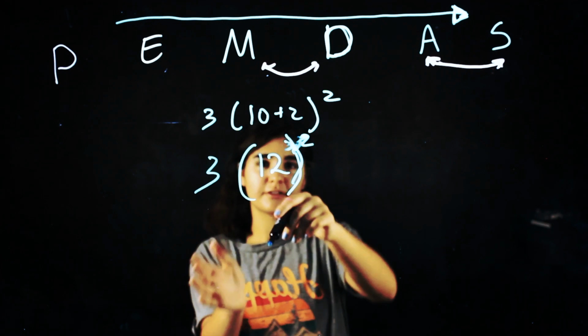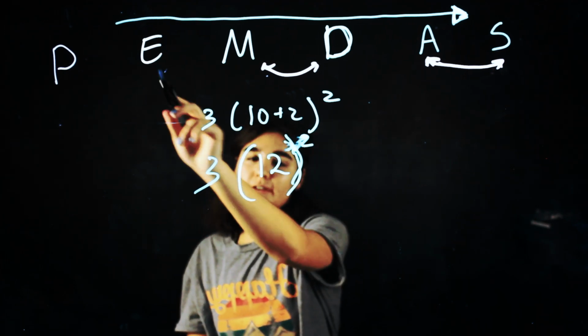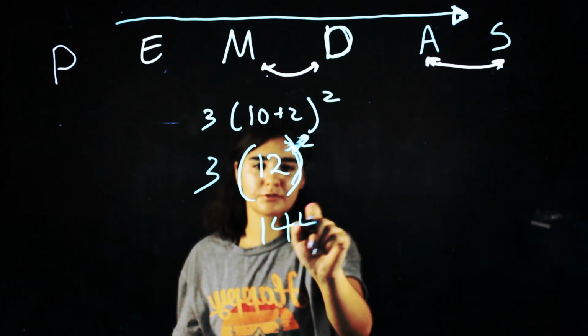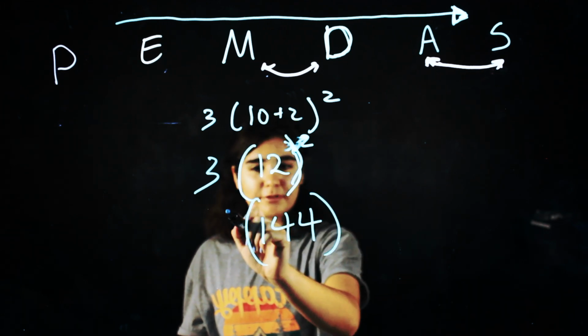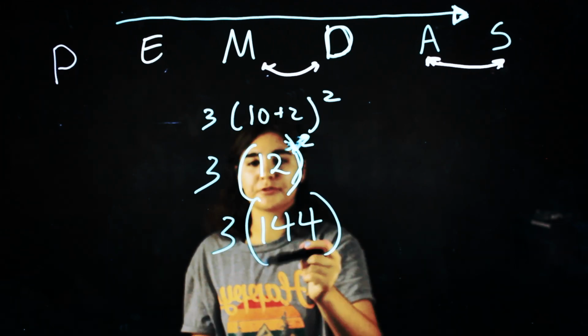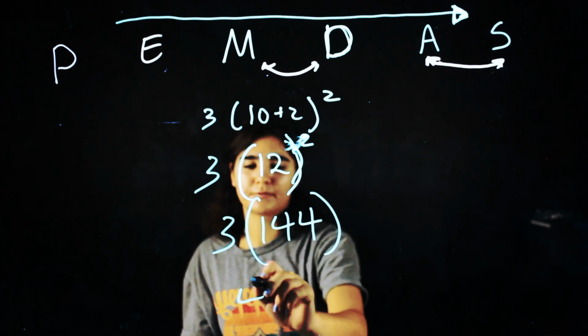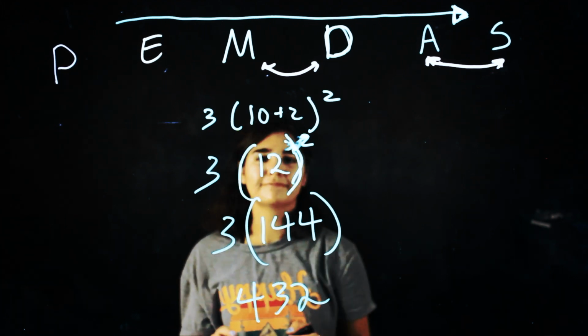So we have what's in parentheses, then exponent, PE, exponent, so it's going to be 144, 12 squared. We keep it in the parentheses, and we have a 3 being multiplied to it. So 3 times 144 is 432.